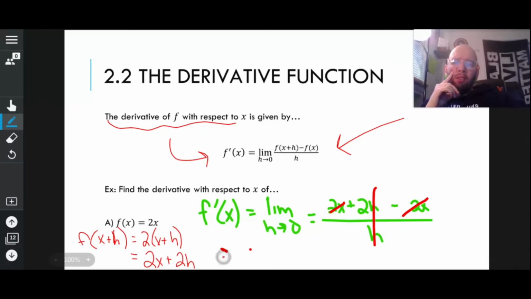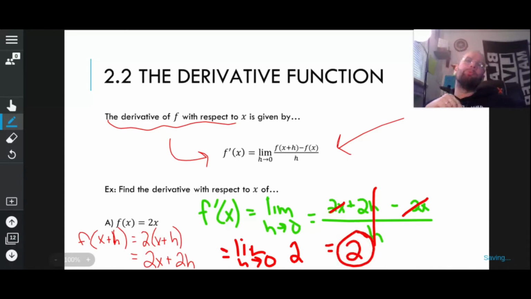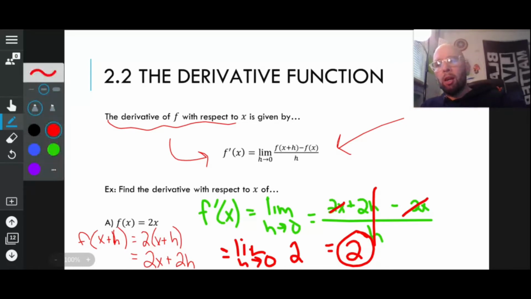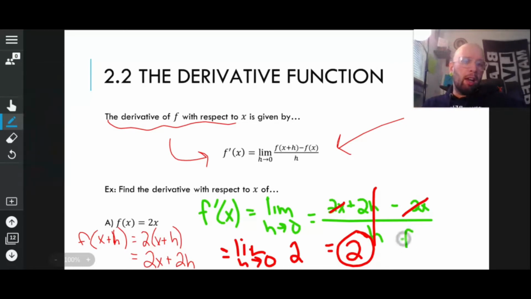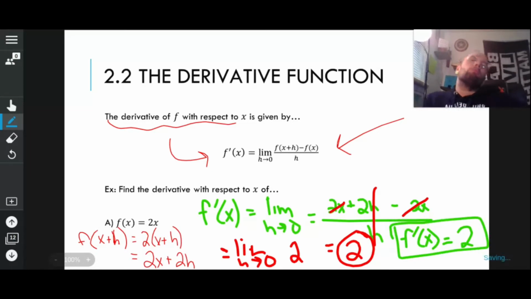So that would leave me with the limit as h approaches 0 of 2, which is just 2. And so my answer is 2. Nothing to plug in for x? Heck. There's not even an x to plug in. So the answer is 2. So f prime of x, in the end, if I wanted to rewrite this out and clean this up and make this look a whole lot better, f prime of x equals 2. That's the derivative.